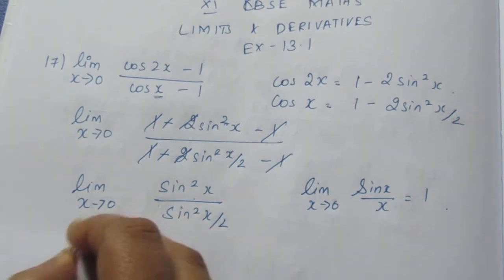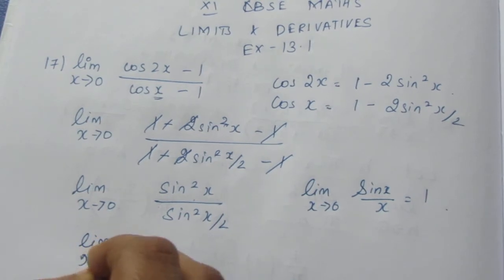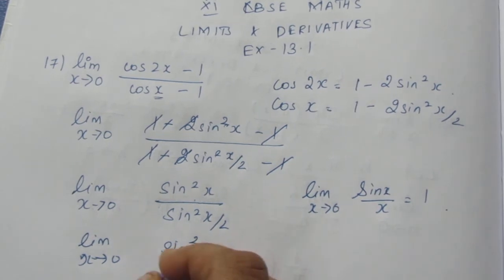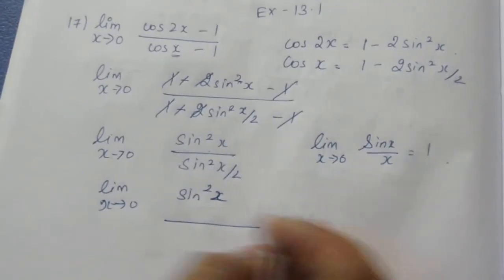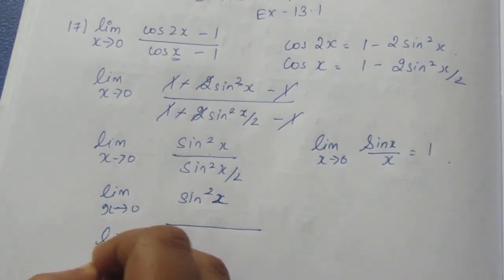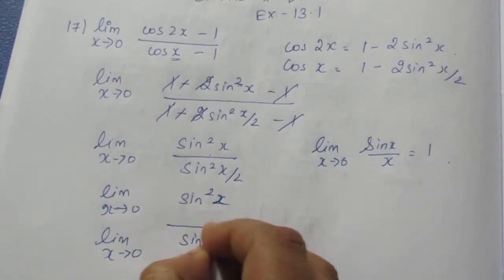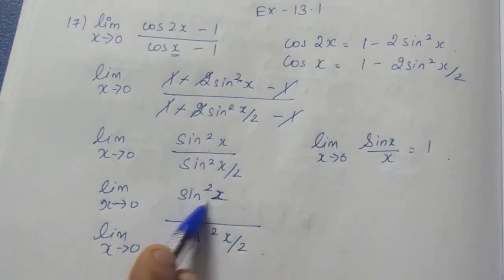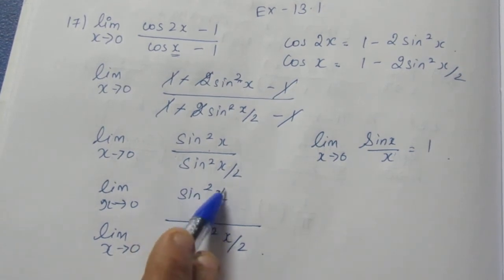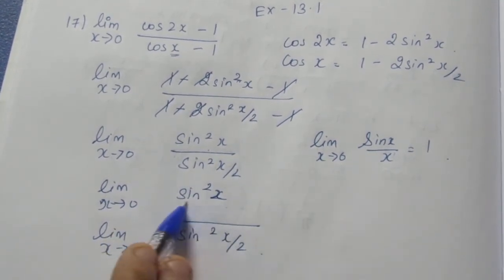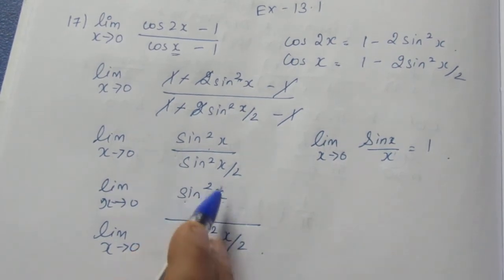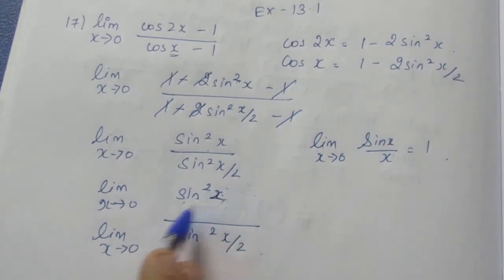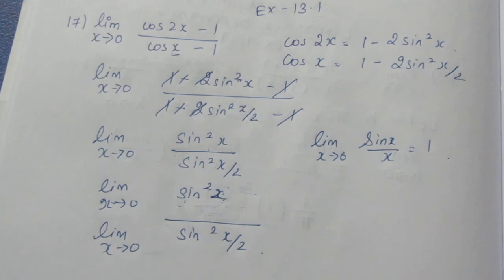Now it becomes limit x tends to 0, I am splitting sine square x by, here limit x tends to 0, sine square x by 2 separately. Now we want x in the denominator. It's not only x, as it is sine square, it should be x square. Sine square x can also be written as sine x the whole square. So if there is x square, we can take it to be the whole square.